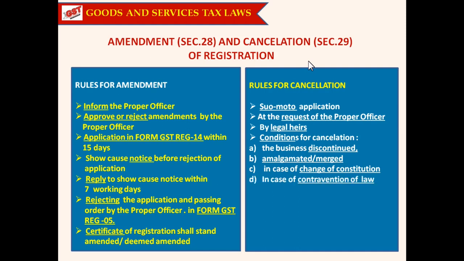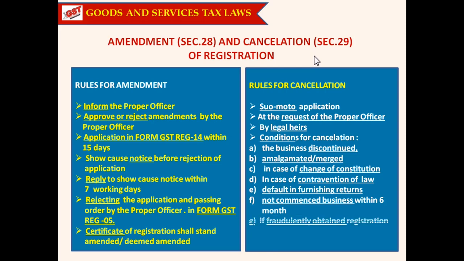And in the case of contravention of law, suppose you are contravening the provisions of law, then the registration will be cancelled. Then if there is any default in furnishing returns, your registration will be cancelled. And when you are not commencing business within 6 months from the certificate of registration, then the certificate of registration will be cancelled. And if you have fraudulently obtained the registration, then also the registration will be cancelled. These are the conditions for cancellation of registration.